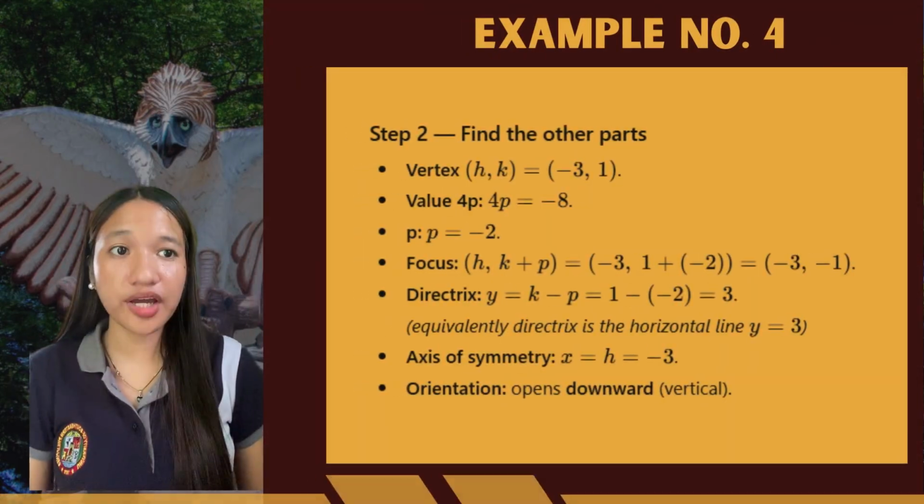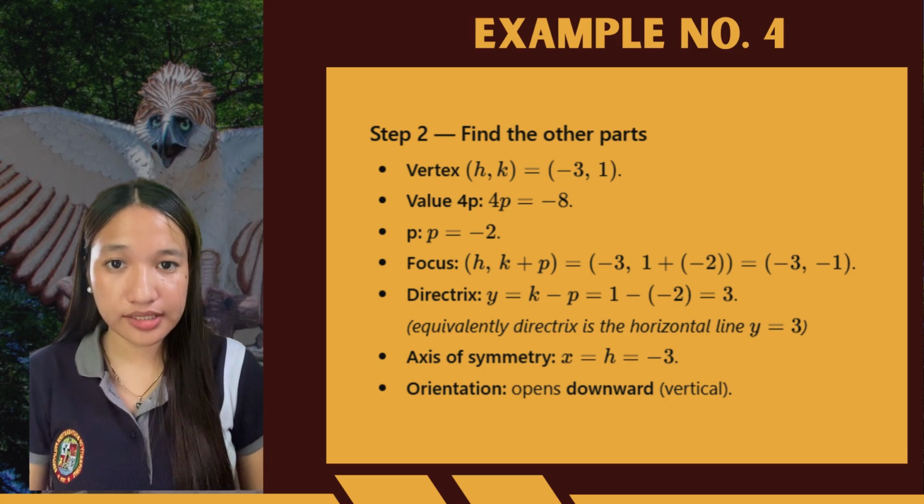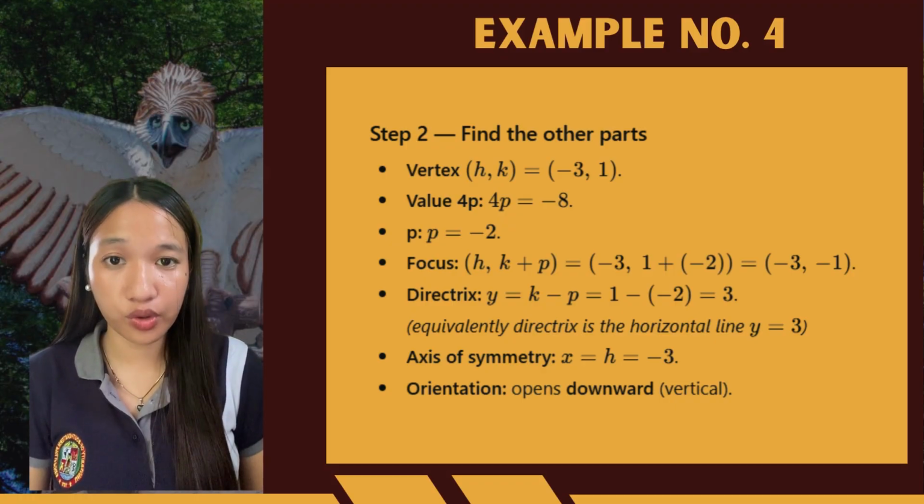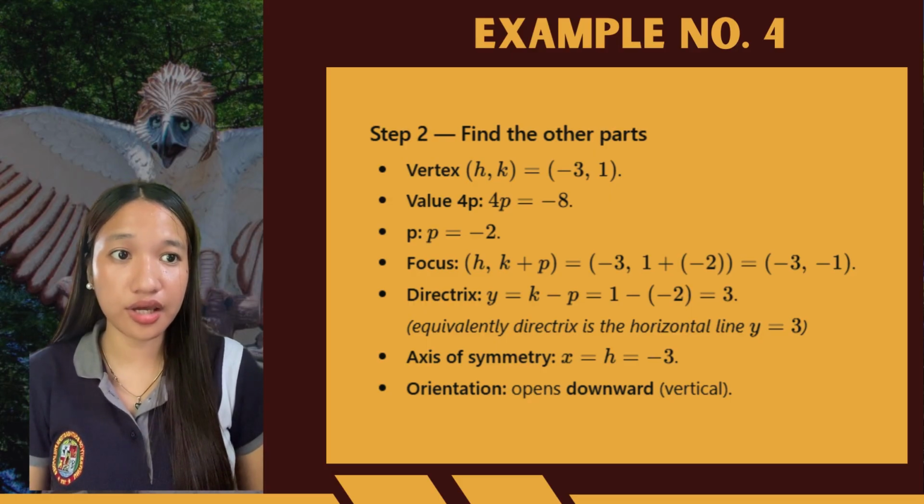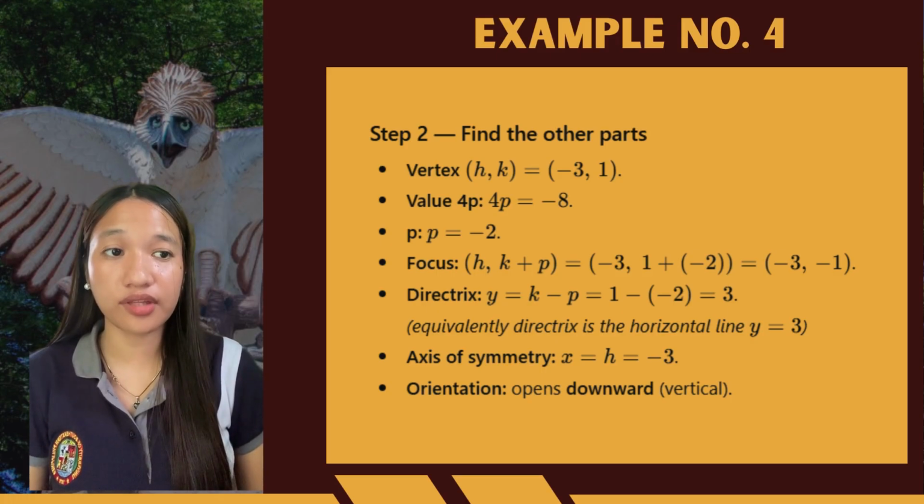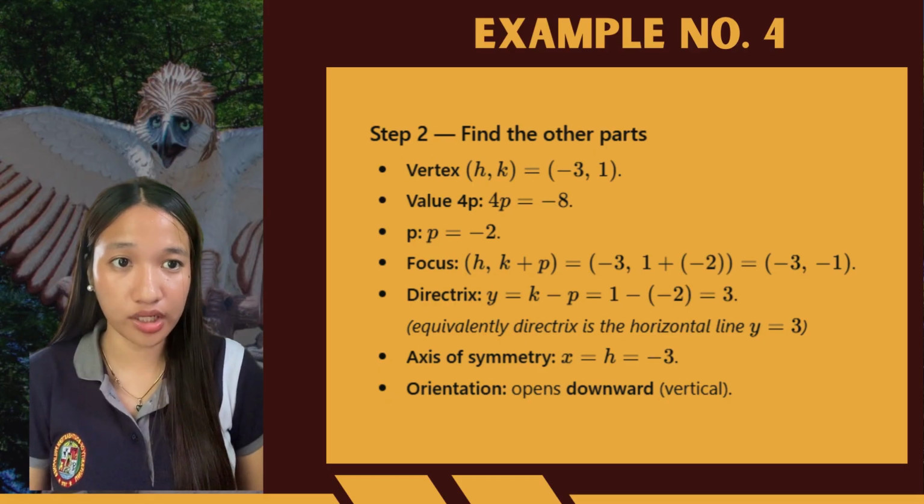Step 2: find the other parts. For the vertex, (h, k), our h is -3 and our k is 1. The value of 4p is equal to -8, so p is -8 divided by 4, which is -2. And now we have the focus, (h, k + p). Our h is -3 and our k is 1 plus our p, which is -2. So we have (-3, -1) for the focus.